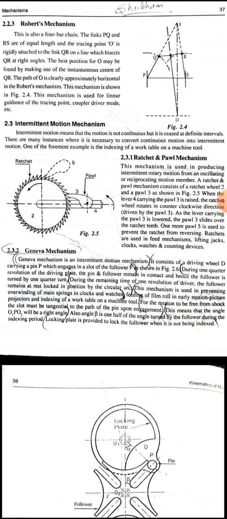Intermittent motion means that the motion is not continuous, but it is ceased or stopped at definite intervals. So there are many instances where it is necessary to convert continuous motion into intermittent motion. One of the foremost examples is indexing of a work table on a machine tool.